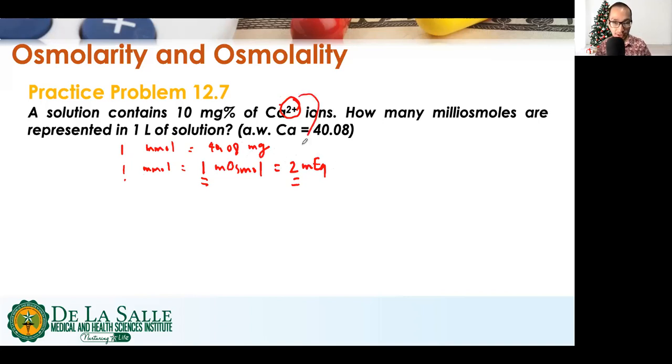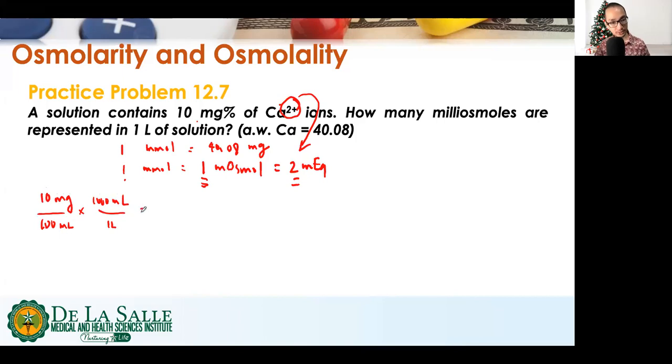2 coming from the valence of the calcium ion. Okay? So take note, it's still 1 milliosmol here. Now, this is 10 milligrams percent. So, ibig sabihin, 10 milligrams are contained in 100 milliliters times 1,000 ml per liter.